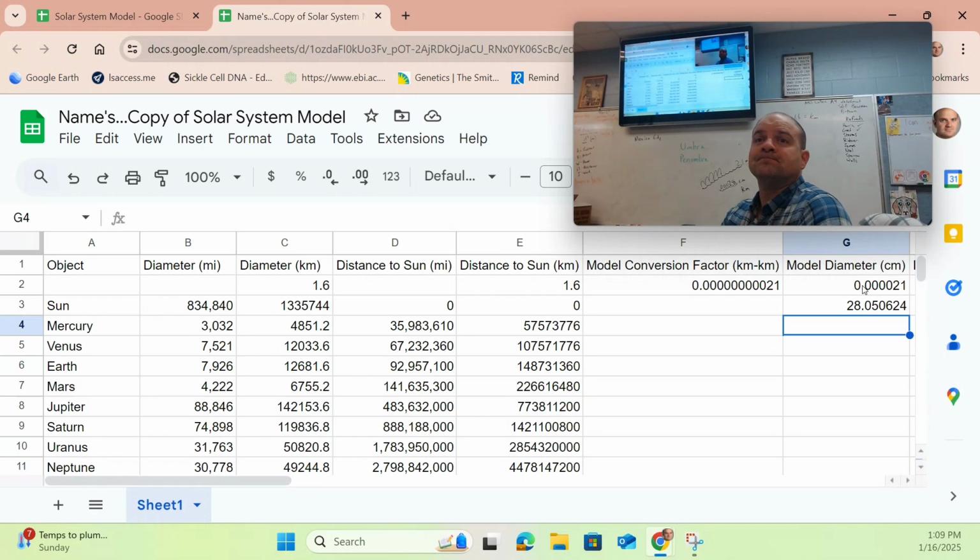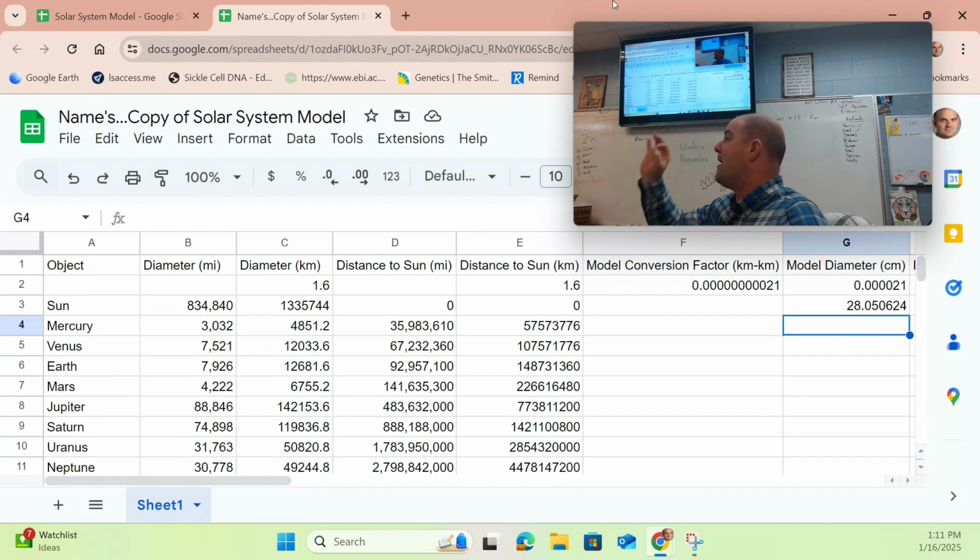Wait, the conversion factor we just put in right here. Oh, thank you. Yep. So diameter of sun in kilometers in real life times our modified conversion factor, which is going to... Hashtag value. So you put something in wrong. Let me take a look. Moving on. Actually, we're not moving on yet. We've got to go down the column, yes?